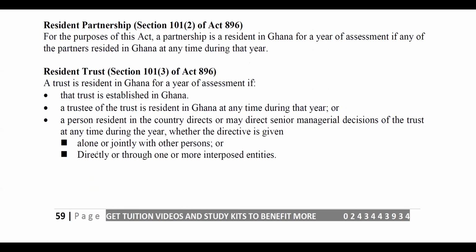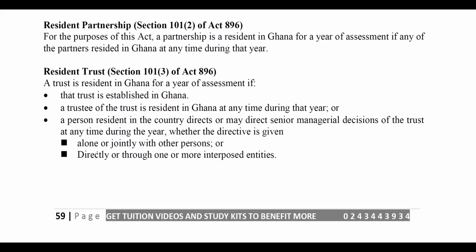When we come to resident partnership, for the purpose of this Act, a partnership is resident in Ghana for a year of assessment if any of the partners were resident in Ghana at any time during the year. Because in Ghana, we still adopt the fiscal transparency rule. If you are dealing with partnerships, we consider the individual partners and not the partnership itself. So if any of the partners in that partnership was resident, meaning he met the criteria under residence as above, then we deem that partnership as a resident partnership.